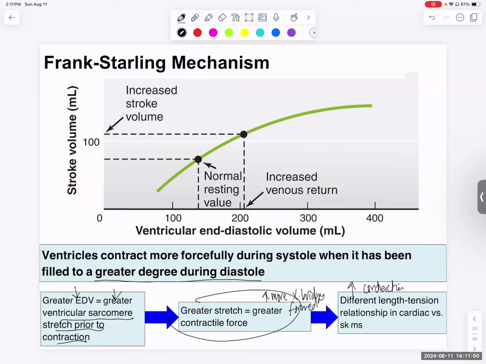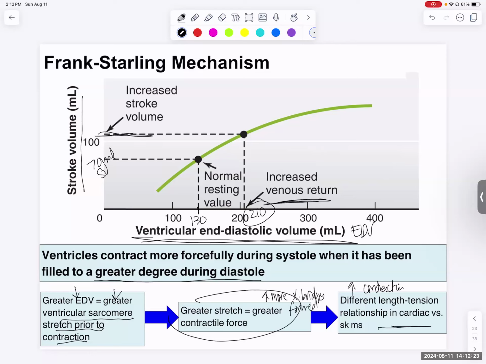This is different than in skeletal muscles. Cardiac muscle works differently. We don't have this mechanism in skeletal muscles, only in heart muscles. But if you look at stroke volume versus end diastolic volume, if you increase venous return, say you start here at 130 and you can increase it to 210, now instead of only doing 70 mLs of stroke volume, you're getting 110 mLs.